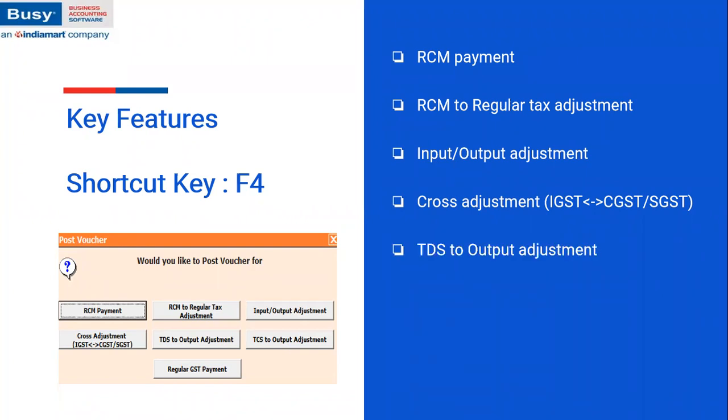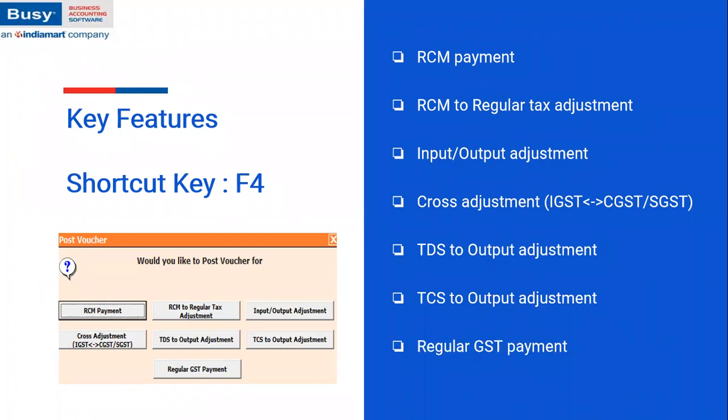And also the TDS to output adjustment. In some cases we get TDS charges, so those TDS charges you can also adjust with your output adjustment using this utility button. Similarly, TCS to output adjustment, tax collected at source. Some vendors, if they are selling goods to us, will charge TCS. They collect that TCS amount from us and pay it to the government. If any TCS is charged, you can adjust the TCS amount to the output adjustment with the help of this utility.